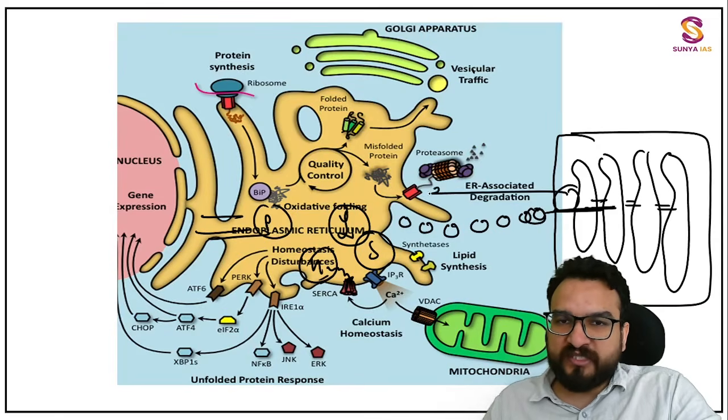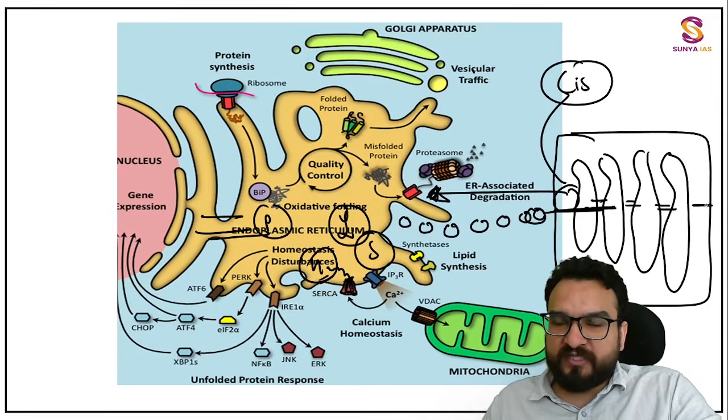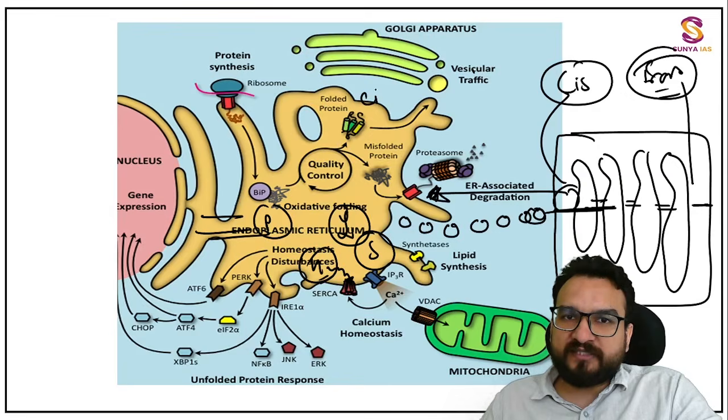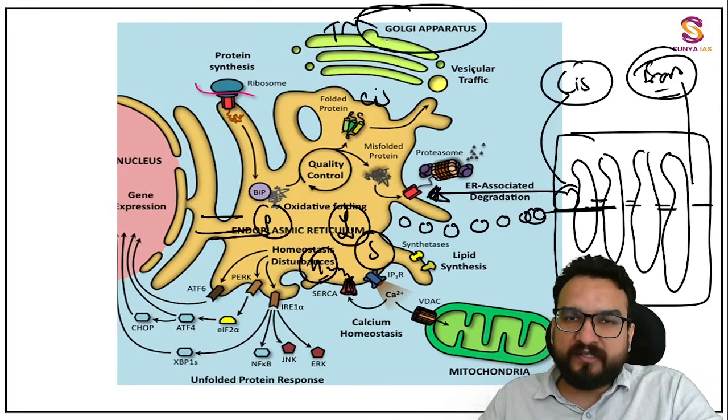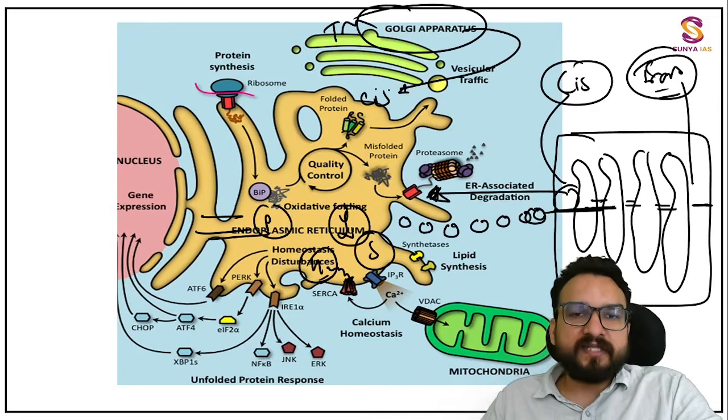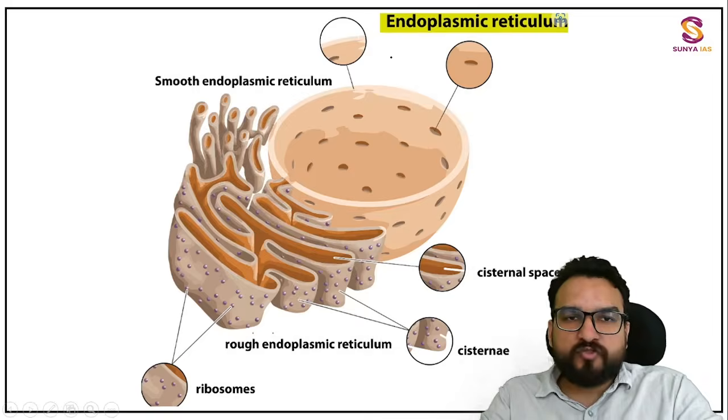One which is near to the endoplasmic reticulum is known as cis, and one which is near to the plasma membrane, away from the endoplasmic reticulum, is known as trans. So based upon the position, this is cis, this is trans of the Golgi apparatus. This will come with the Golgi apparatus, guys, not with over here, right? So I hope you are understanding.